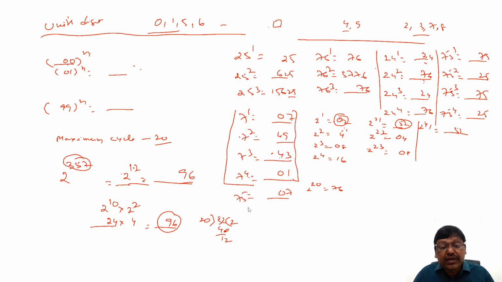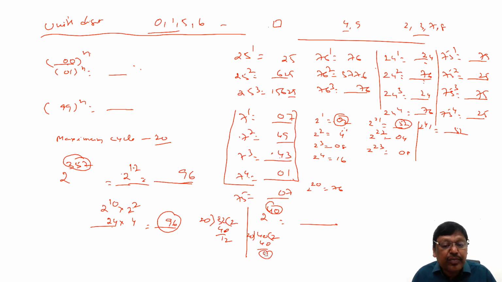But then what if the remainder is not 12 or something, but 0? Suppose I ask you 2 power 40, what are the last two places? If I divide 40 by 20, 20 times 2 is 40, remainder is 0.